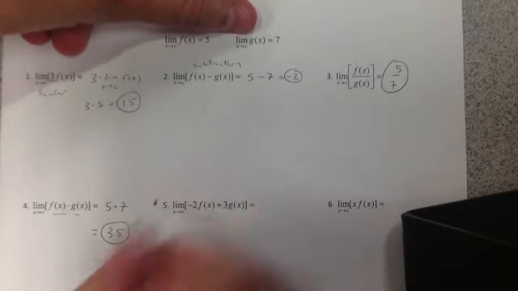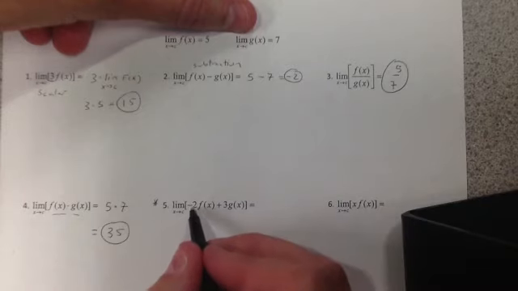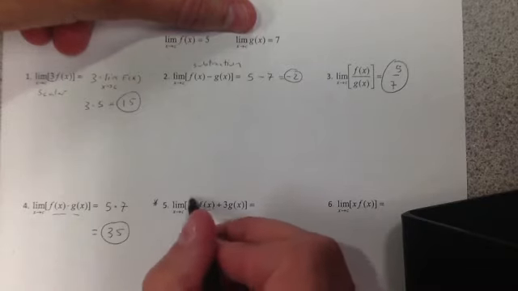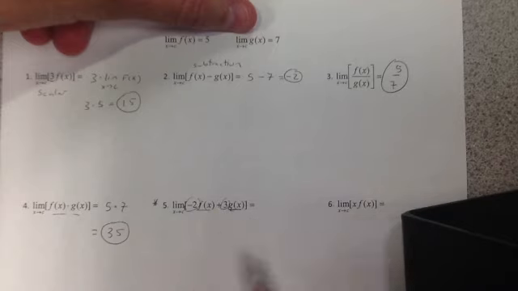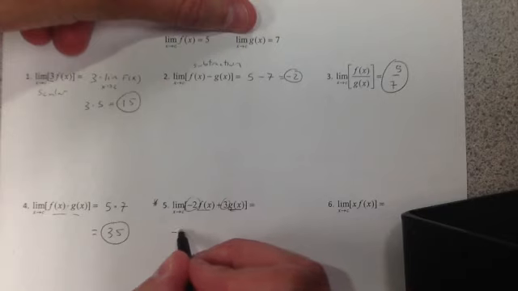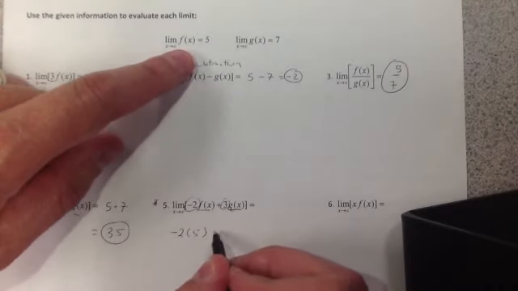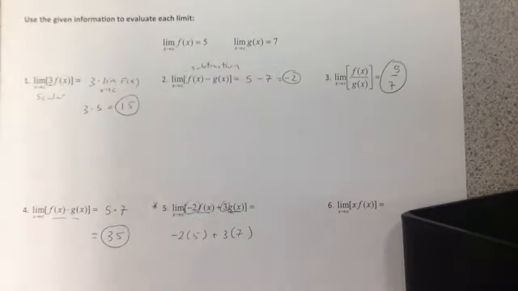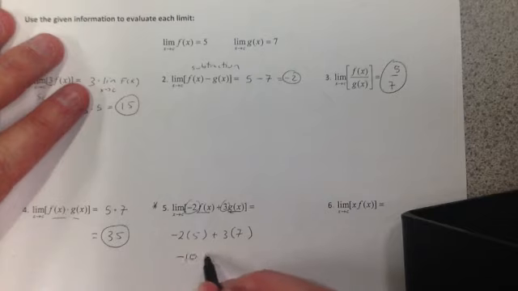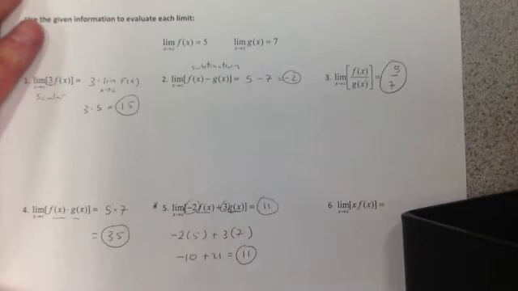Now number 5 gets a little bit more tricky, so let's take a look at this one. For 5, we're going to take 2 times f of x, add that to 3 times g of x. So very easy to do. Use my scalar, 2. f of x is approaching 5, plus there's my 3. g of x is approaching 7. And we get 10 plus 21, we get 31. So our limit here is 31.